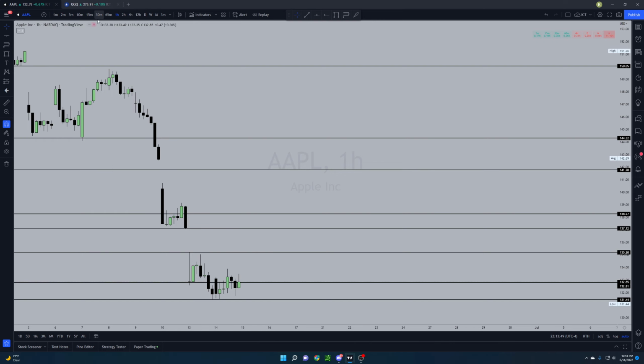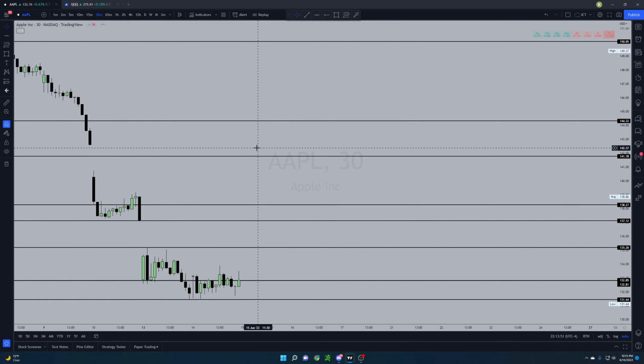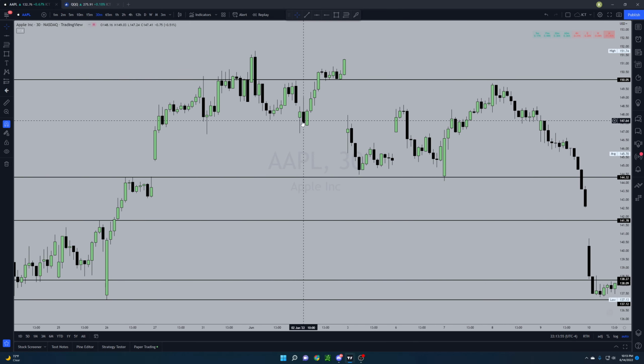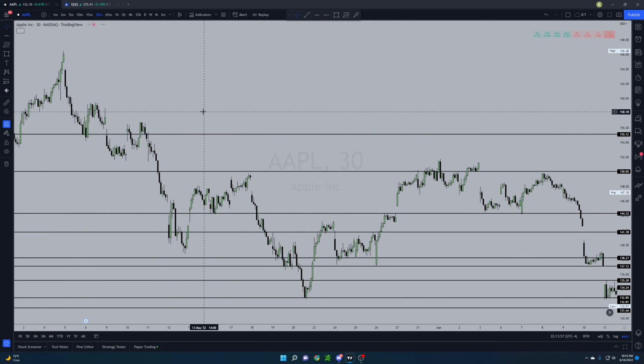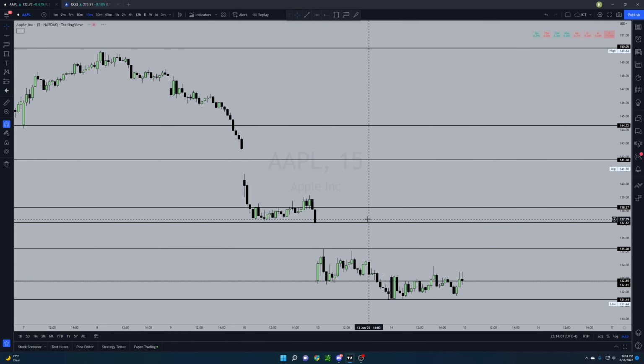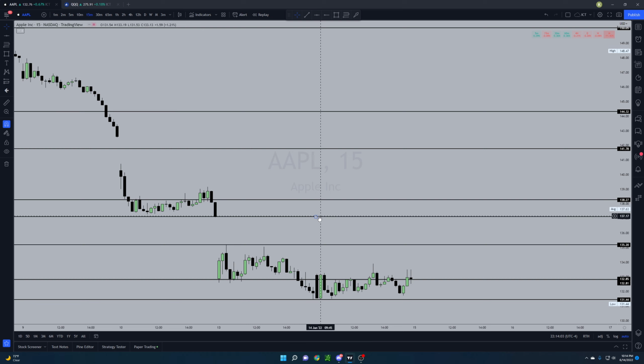So that was our hourly. Now you can drop down to a 30-minute, confirm those levels. Usually I don't really grab much from the 30-minute. It's mostly from the hourly. And now at this point, I'll drop down to a 15. 15 is the absolute lowest time frame that I will go to grab any levels at all. Nothing lower than 15 for me.